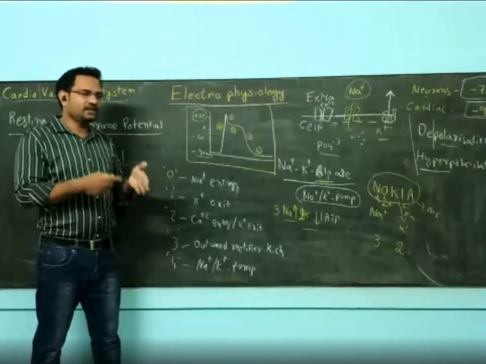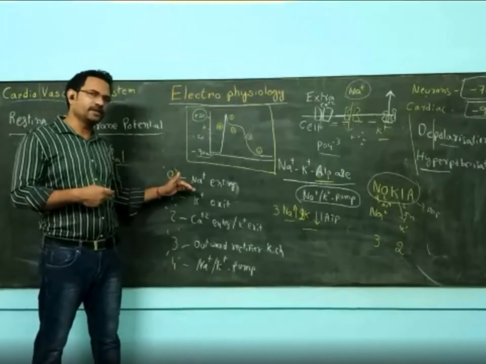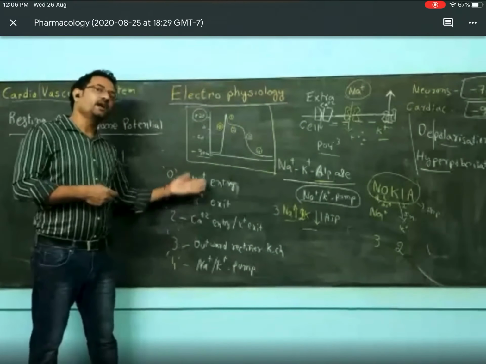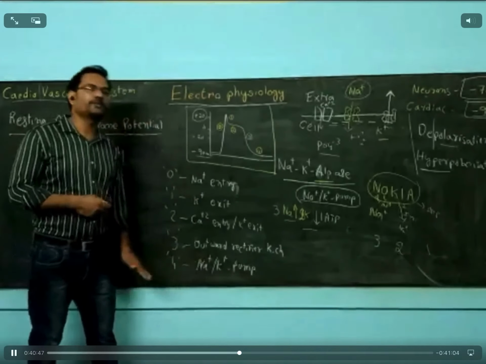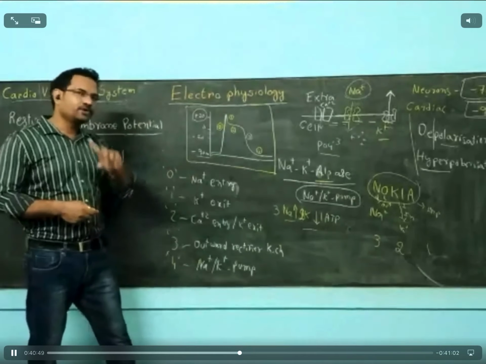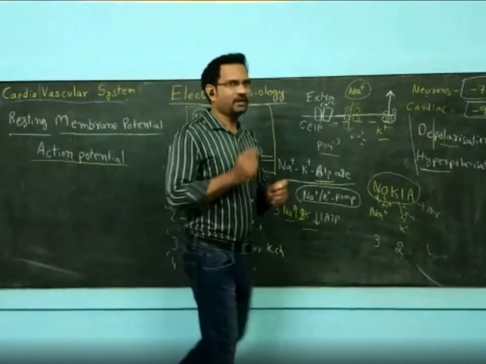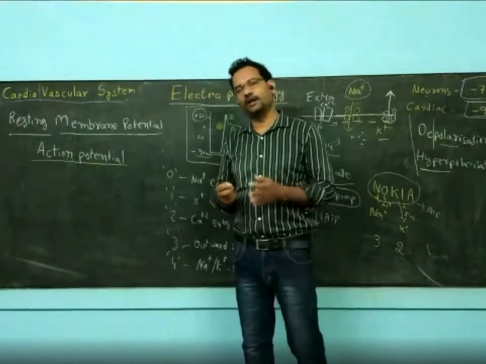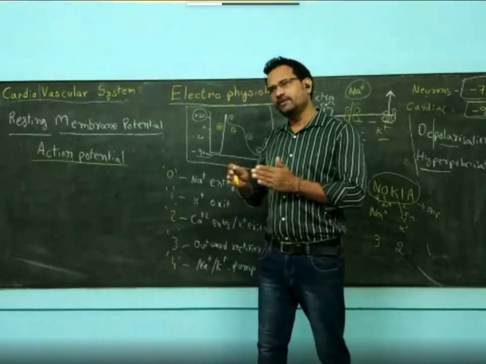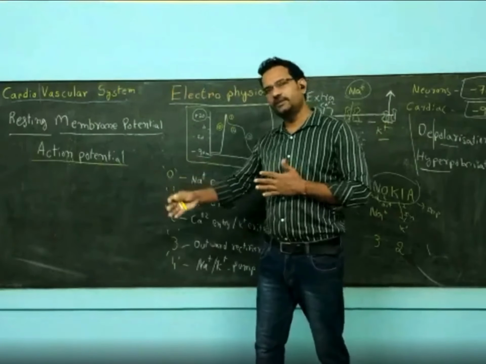So initially the voltage change causes sodium channel opening. After that, the calcium channel opens. After that, the outward rectifier potassium channel opens. All of them respond to voltage change, but the time differs. Immediately, channel opening occurs with sodium. With some delay, calcium. After some more delay, potassium.